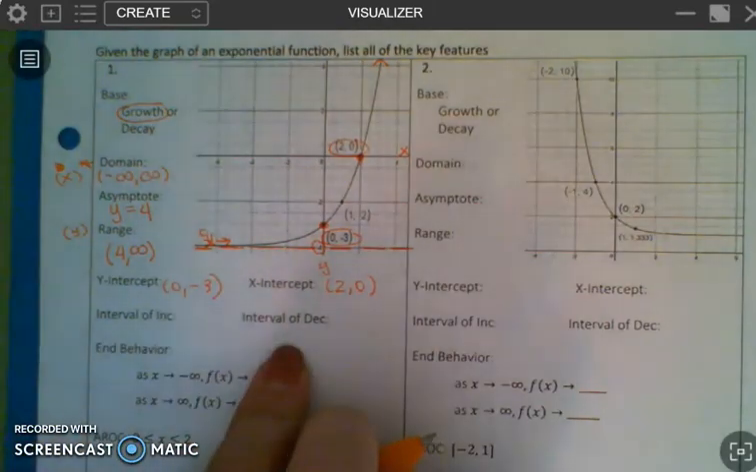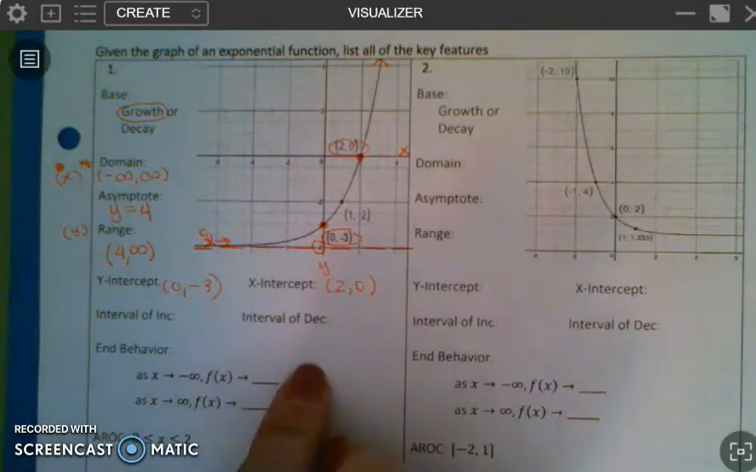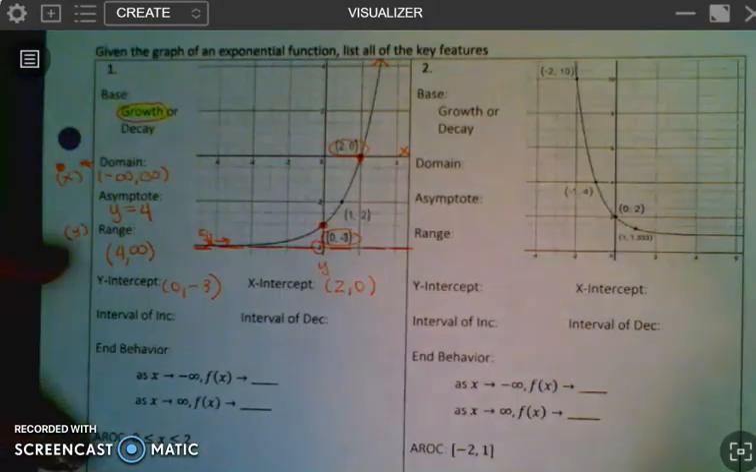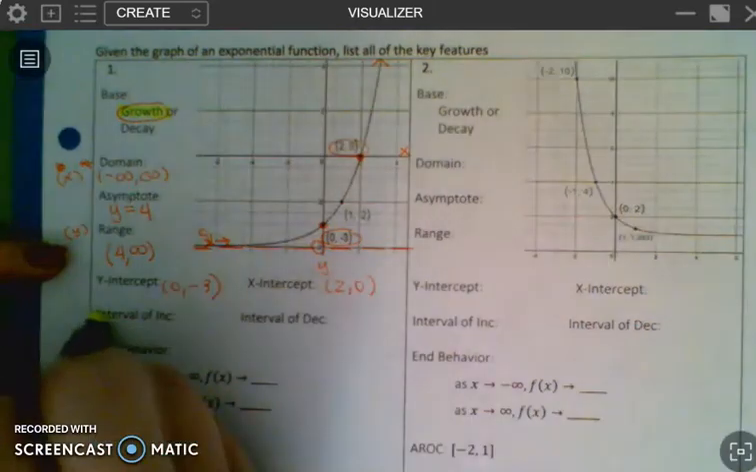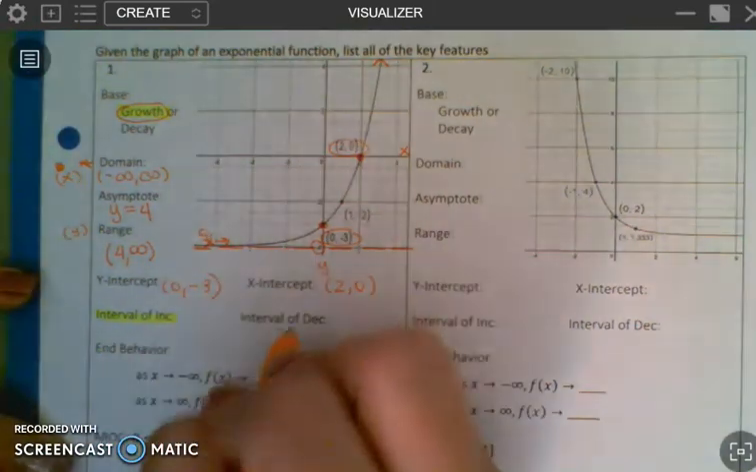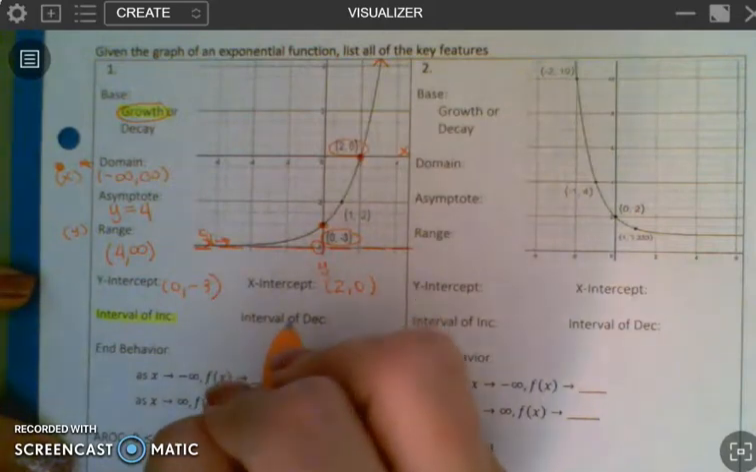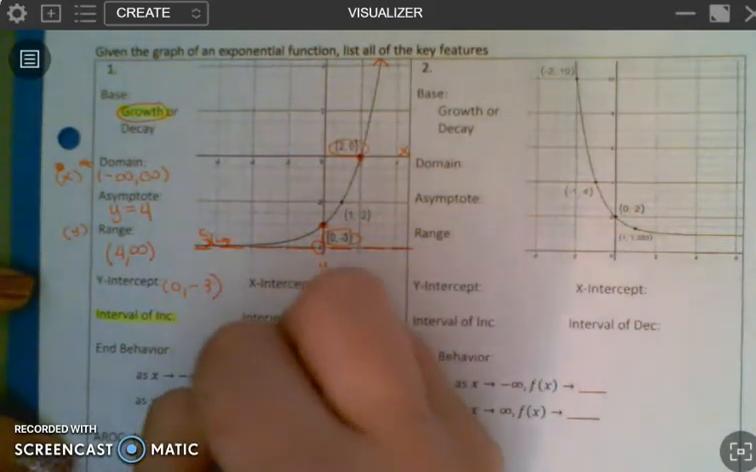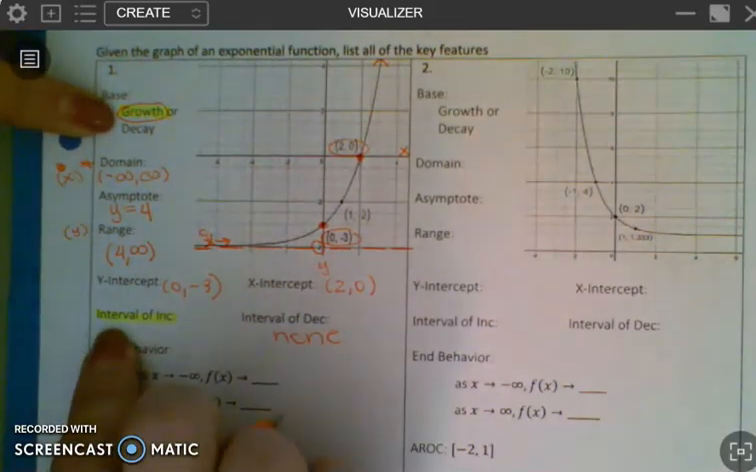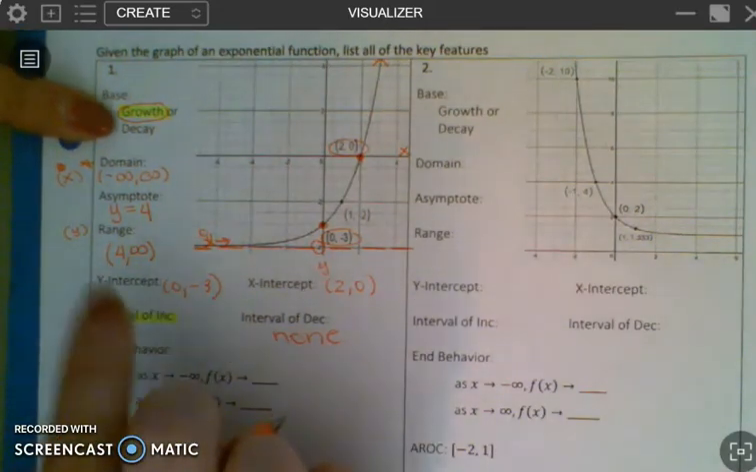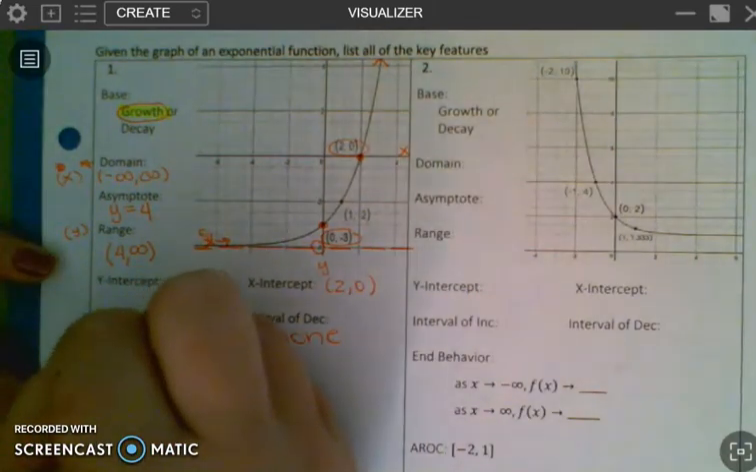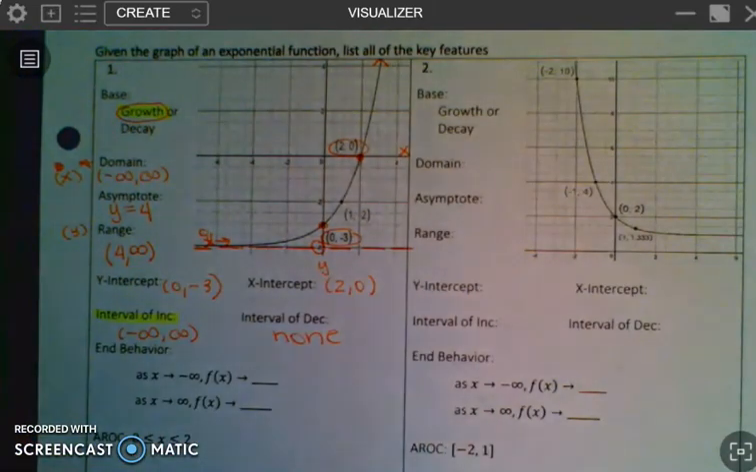Next, if we remember from above, it says you're either going to be increasing or decreasing. And we already said it was growth, so it's not going to have an interval of decrease. So none for decrease because it's growth, which means it's increasing. And just like before, it's increasing the whole time. It doesn't switch directions. So -infinity to infinity is how we represent the whole time.